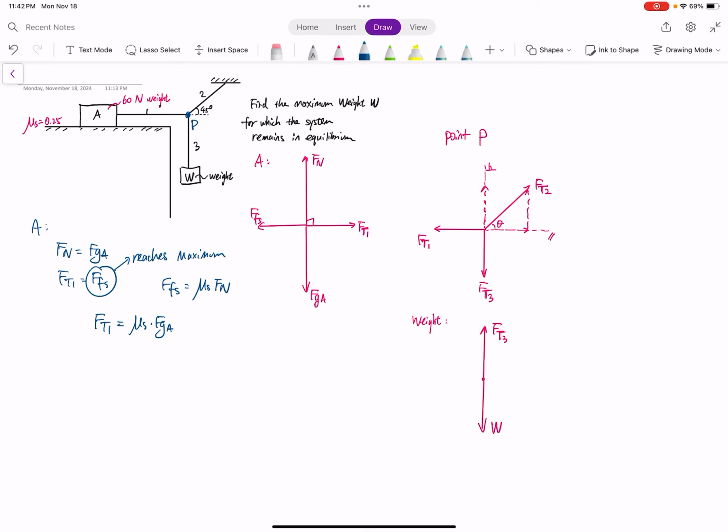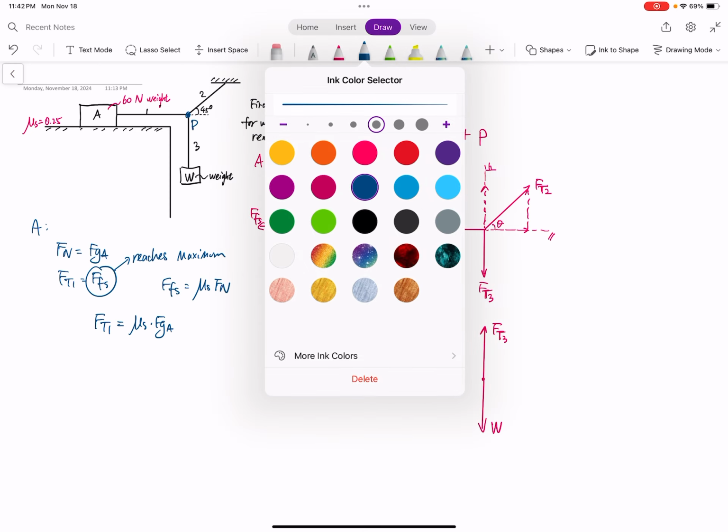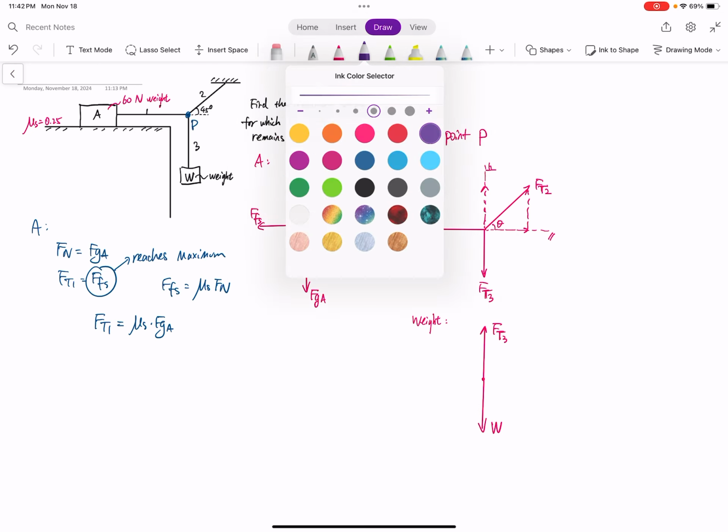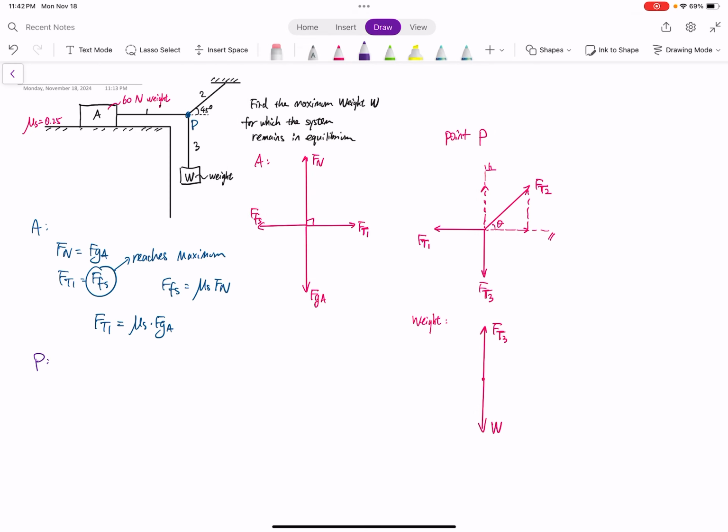All right, let's change the color. For point P, one of the forces is at an angle. So we need to break this force down into the 2 components, the parallel component and perpendicular component. And then let's do very basic trigonometry.